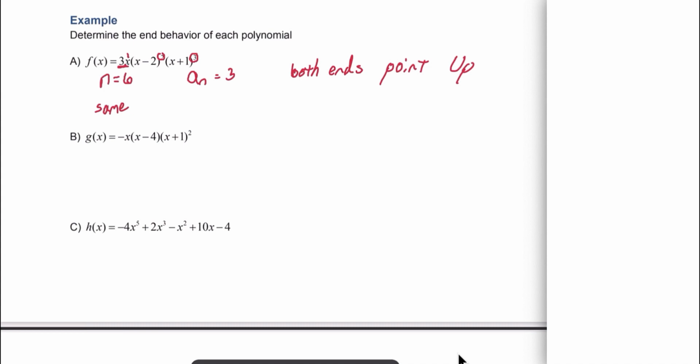In example B, we first determine the degree, recognize that we have a 1, another 1, and 2. That gives us a total of 4. The degree is 4. That means same direction. Again, either both ends are pointing up or they're both pointing down. To determine which is which, we look at a sub n, the leading coefficient. In this case, the leading coefficient is a -1. Since it's negative, we know that both ends point down.